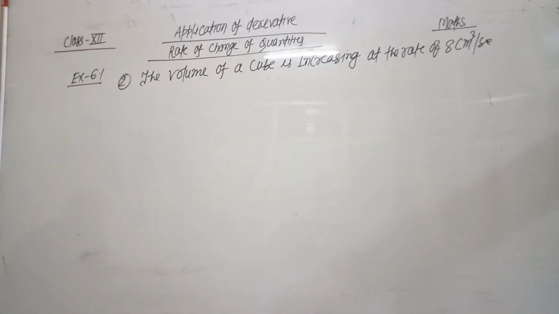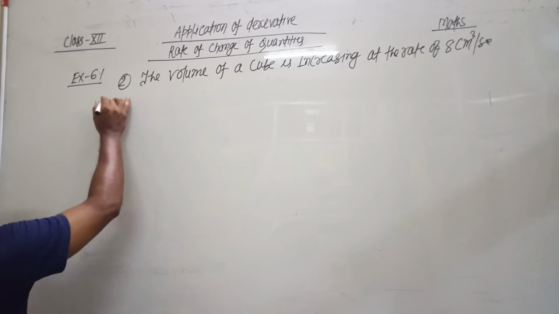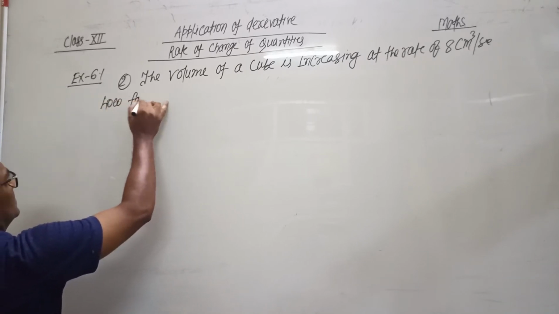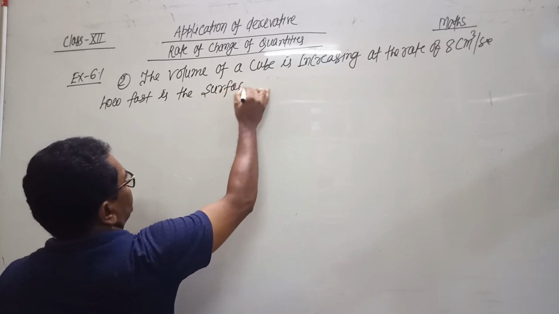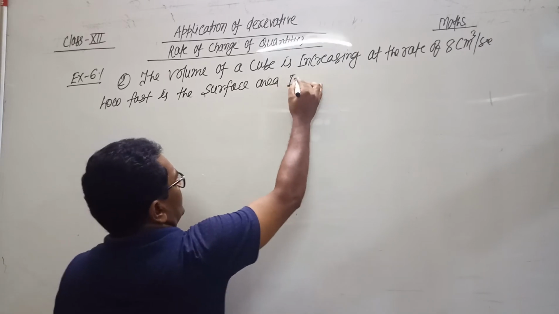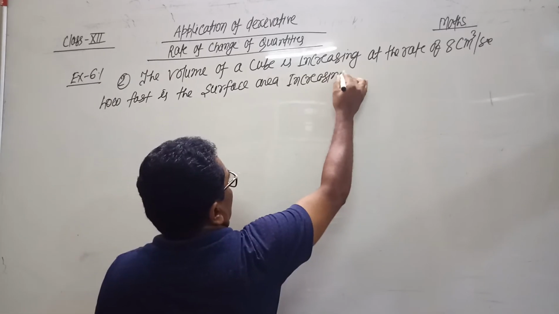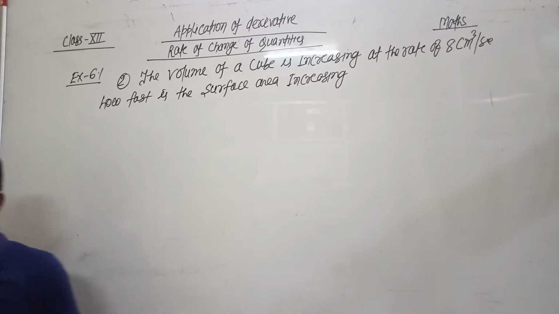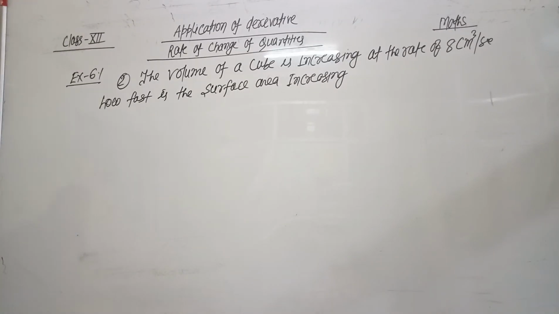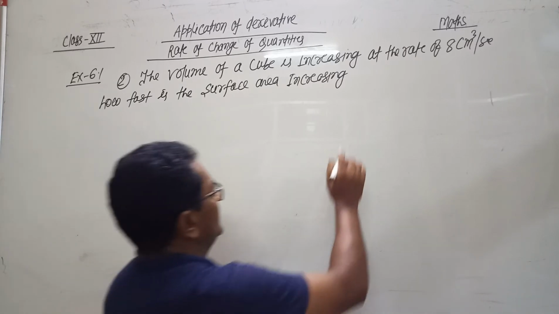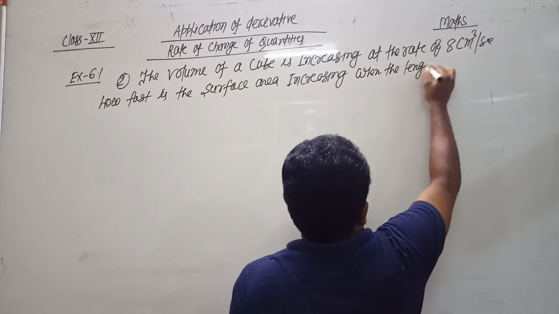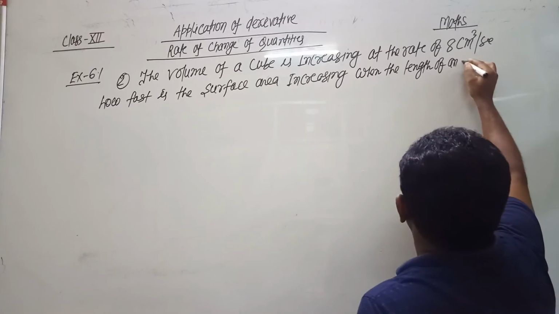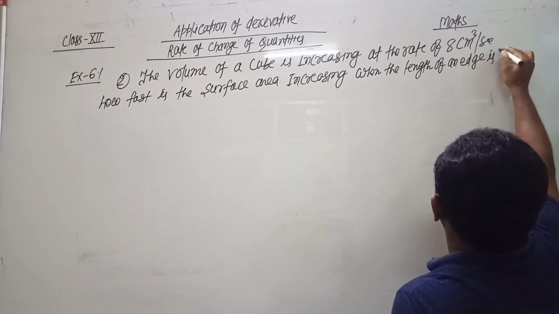How fast is the surface area increasing? We have to find the increase in surface area when the length of an edge is 12 centimeters.